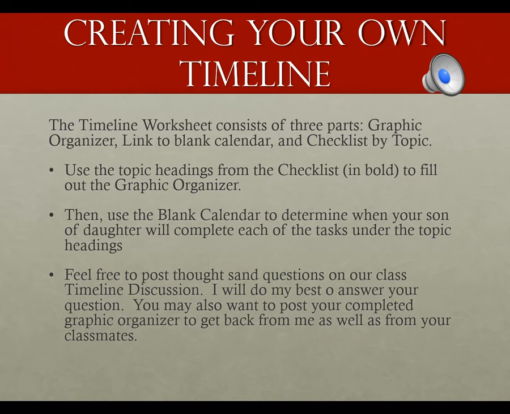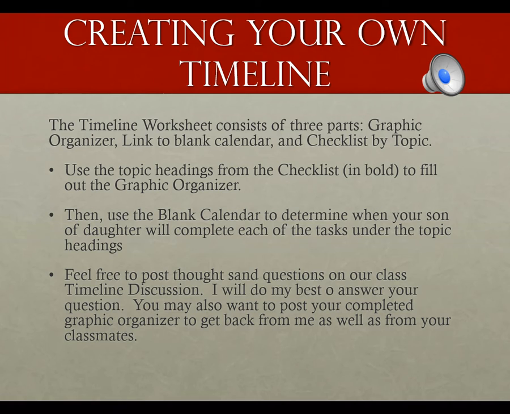To do this, check out the topic headings, they're in bold, on the checklist. This provides you a broader sense of organization. Then you can move on to the blank calendar. The blank calendar is really for you to try to fit each specific task into your busy life, the busy life of your son and daughter. To do this, focus on the tasks listed under each topic heading. Feel free to post your thoughts and questions on our class discussion. It's labeled timeline discussion. I'm really interested to see what you come up with to meet your needs, and I'm happy to answer any questions that you have.